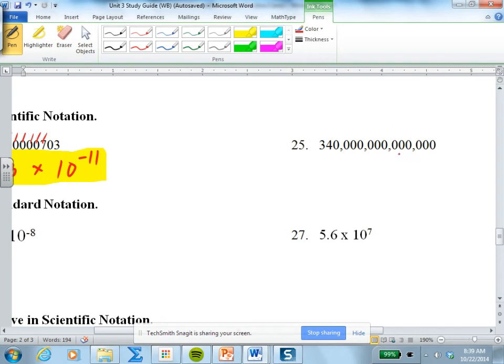The next one I have, this is millions, billions, 340 trillion. So let's put that in scientific notation. The coefficient's going to be 3.4 times 10 to the, how many times will I have to move my decimal place, which is currently here and invisible? How many times will I have to move it? 1, 2, 3, 4, 5, 6, 7, 8, 9, 10, 11, 12, 13, 14 times.